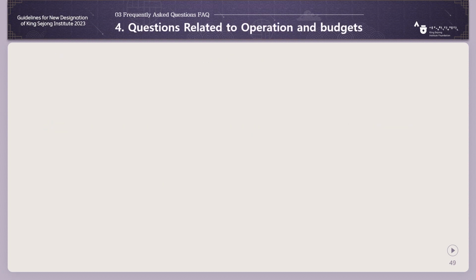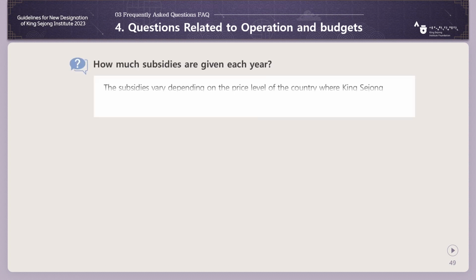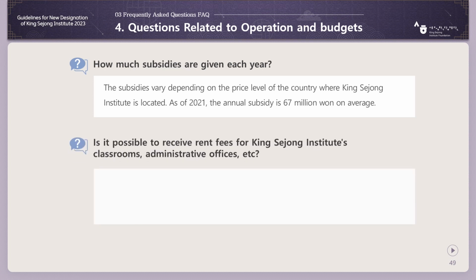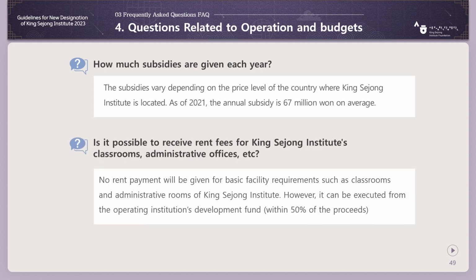Finally, let's take a look at the answers to questions related to operation and budgets. The annual subsidy of Sejong Institute is about 67 million won on average as of 2022. However, it varies depending on the price level of the country, the number of students, and the size of operation of King Sejong Institute. Rent for basic facility requirements, such as the King Sejong Institute classrooms and administrative offices, cannot be paid from the King Sejong Institute subsidy.